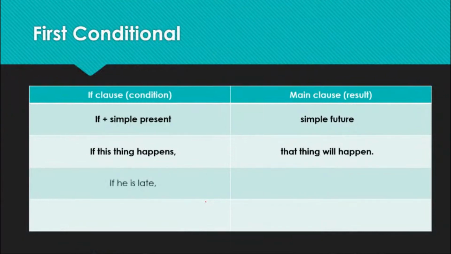For example, if he is late, I will be angry. Maybe I'm waiting for my friend. Oh, he is always late. If he is late today, I will be angry. This is the likely or probable result to this condition.